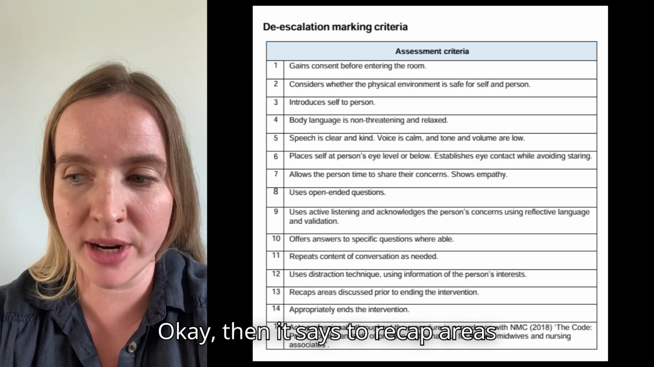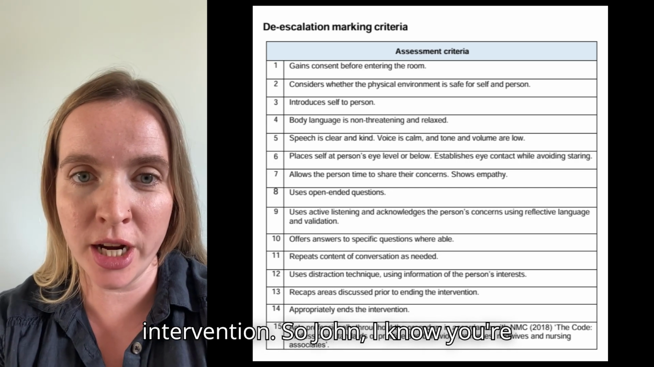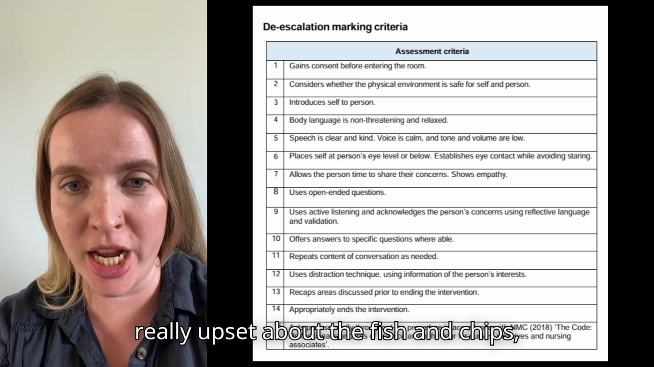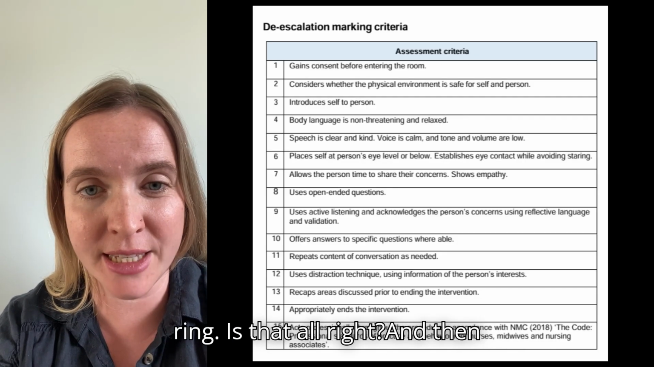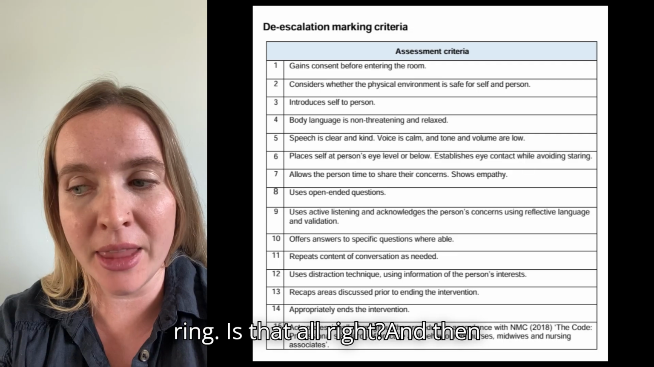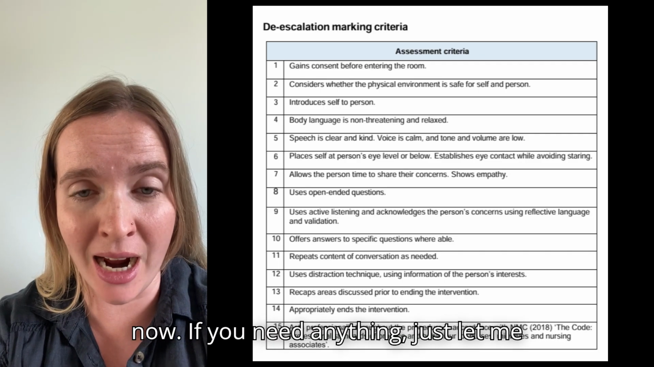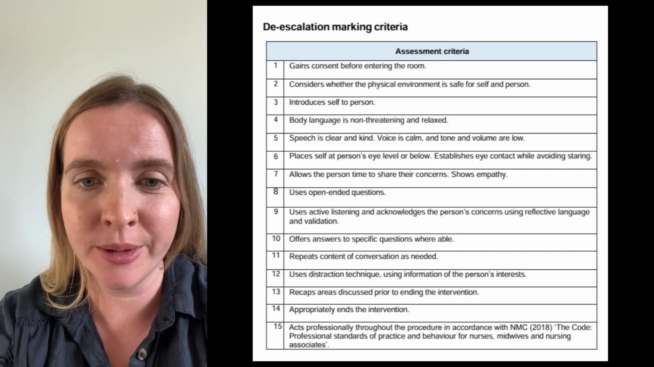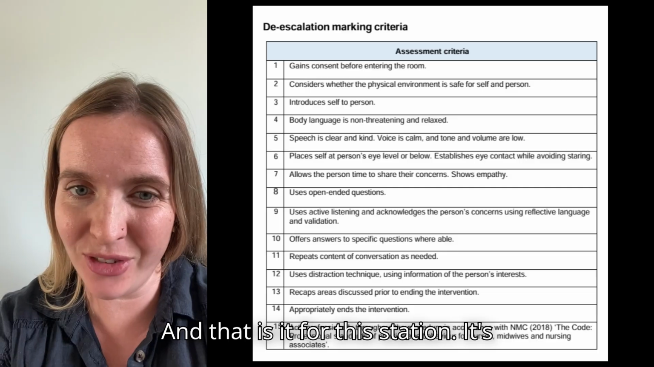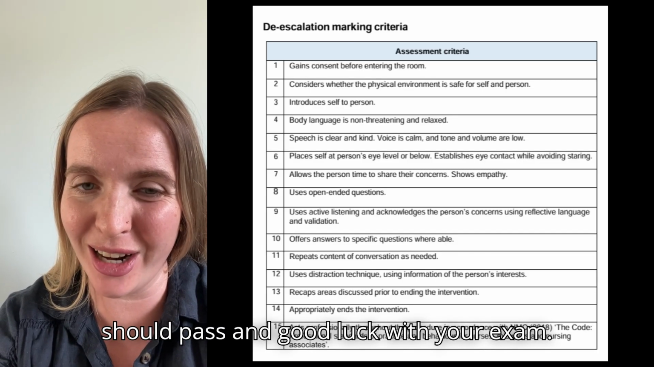Then it says to recap areas discussed prior to finishing your intervention. So, John, I know you're really upset about the fish and chips, but let's go and see what other food there is, and we'll give your brother a ring. Is that all right? And then appropriately ends the intervention. So, I'm going to go and sort those bits out now. If you need anything, just let me know, or you've got the bell here. And that is it for this station. It's quite straightforward, so I think you should pass, and good luck with your exam.